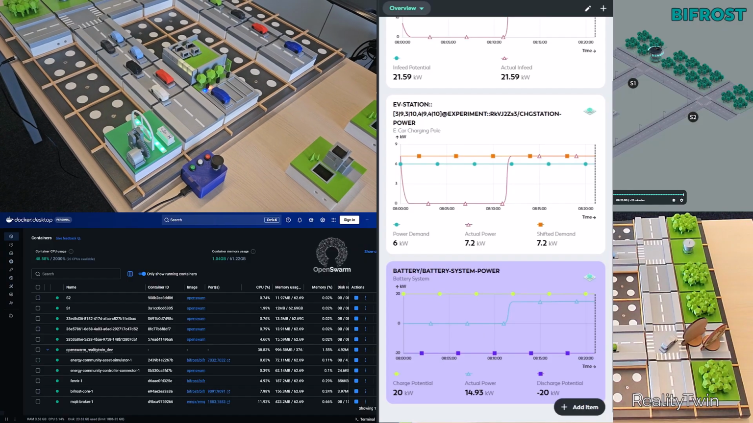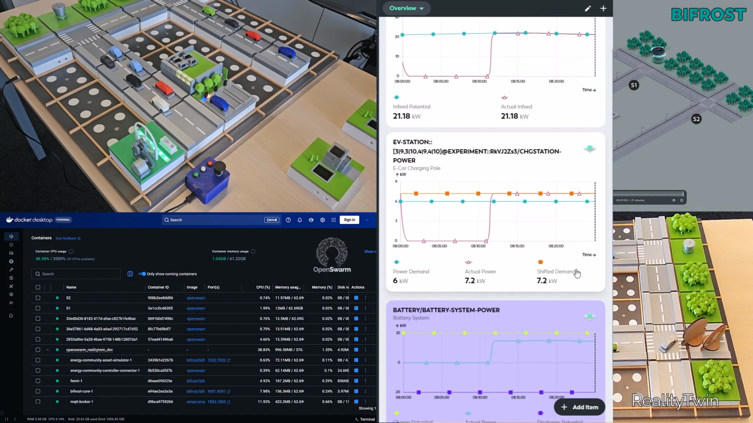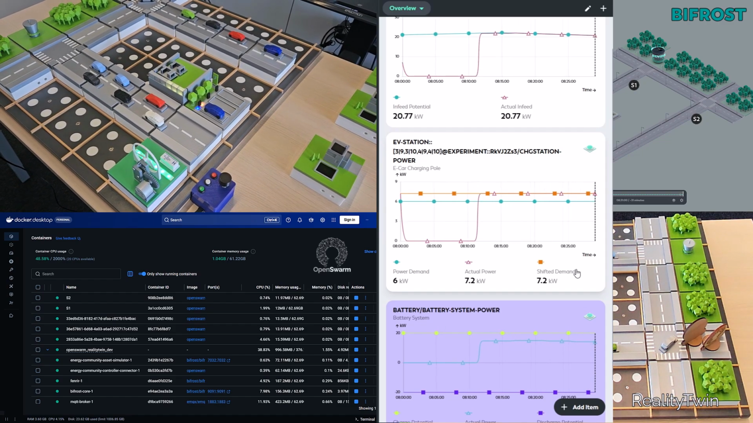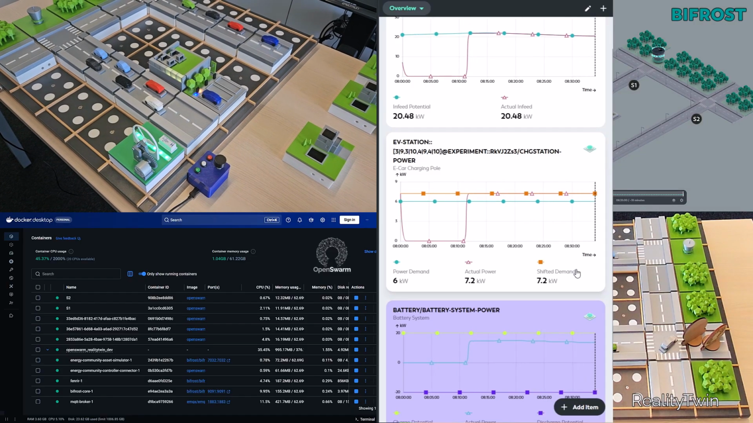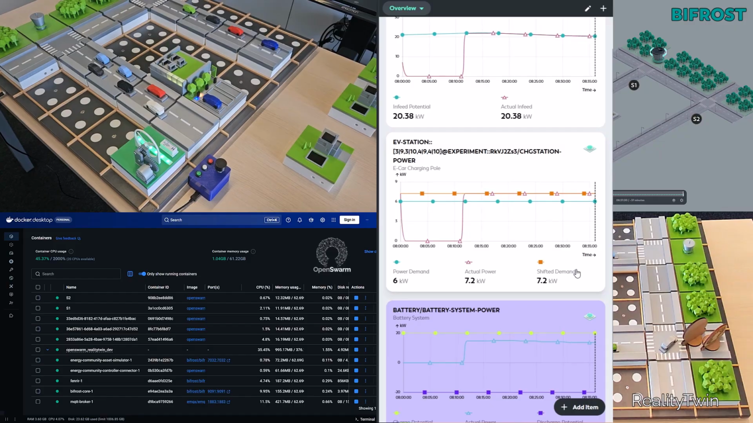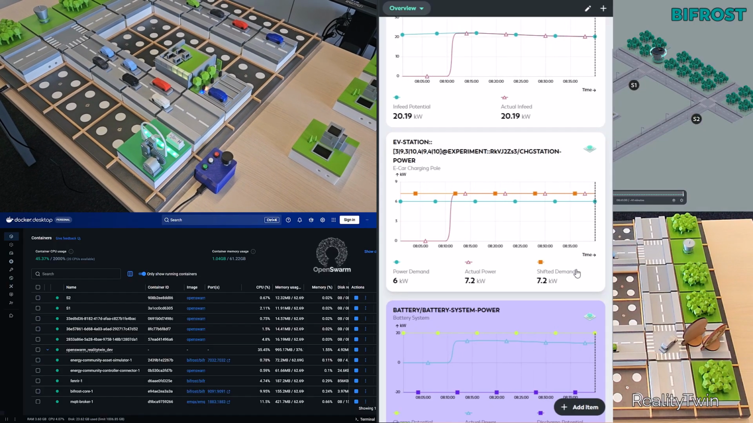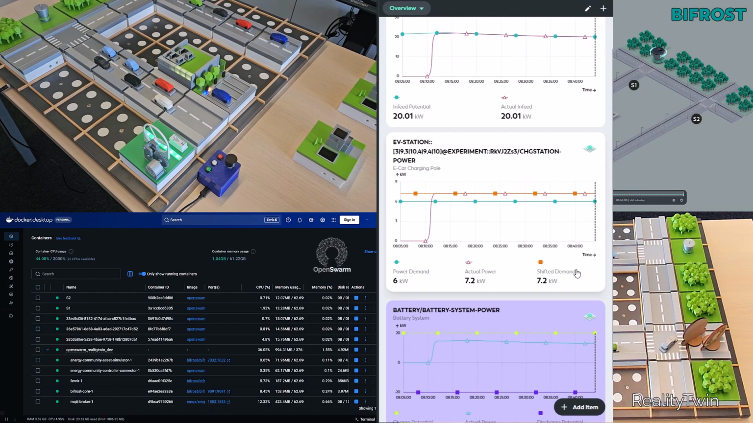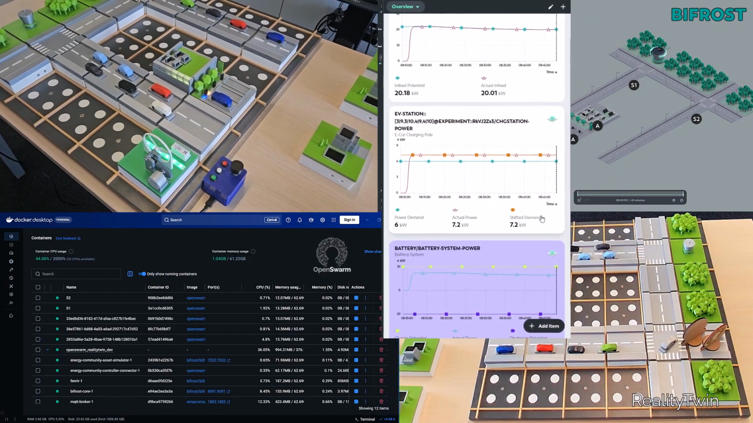And we see now that when the control algorithm is working, all power generated by the wind turbine is used to first charge the electric cars and second charge the battery system. You can also observe the change of state of charge with the lights.